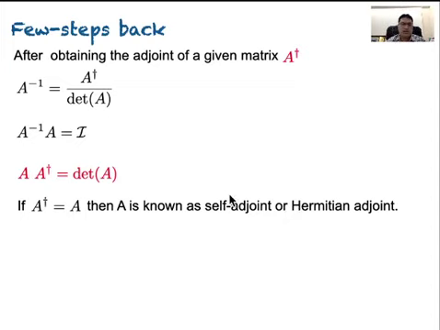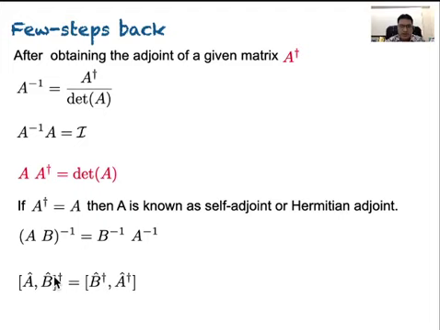These are the definitions that you have learned during matrix manipulation and matrix multiplication. So if A dagger is equal to A, then A is known as a self-adjoint, or it's also known as a Hermitian adjoint. Okay, so if you take the product of the two matrices A and B and take the whole inverse of this thing, it will be B inverse A inverse.